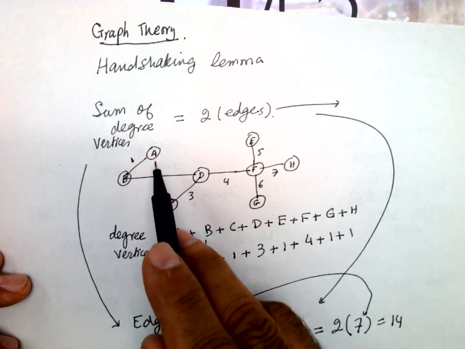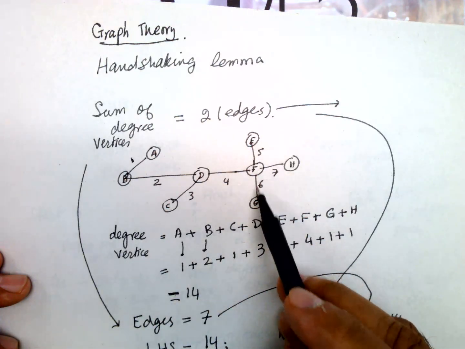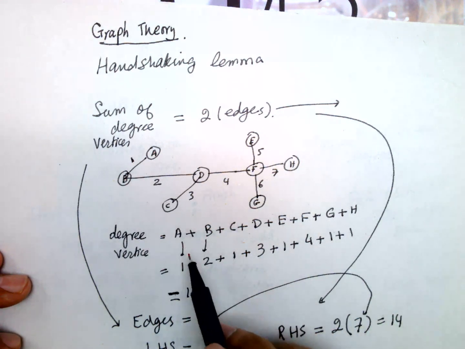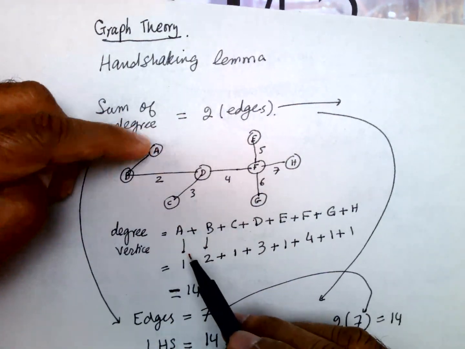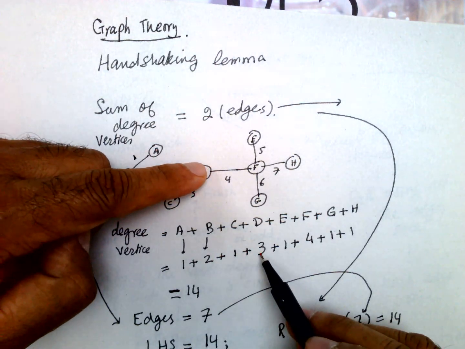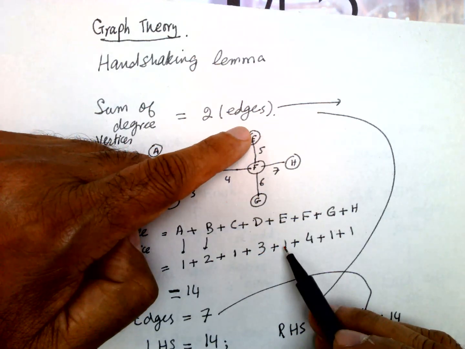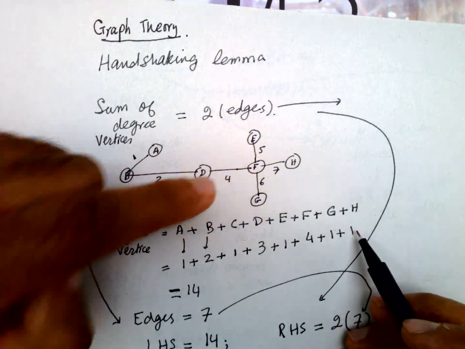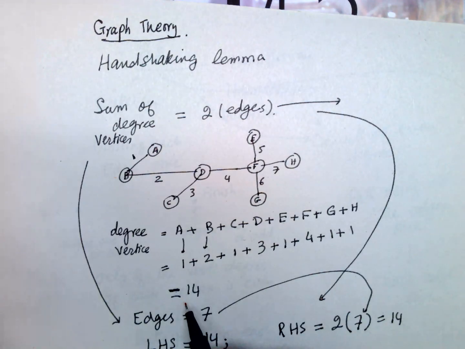So the degrees of vertices A, B, C, D, E, F, G, H. So these are the vertices. A has 1 degree, B has 2 degrees, C has 1 degree, D has 3 degrees, and E has 1 degree, F has 4 degrees, G has only 1 degree, and H has only 1 degree. So let's add them together. The number comes to 14.